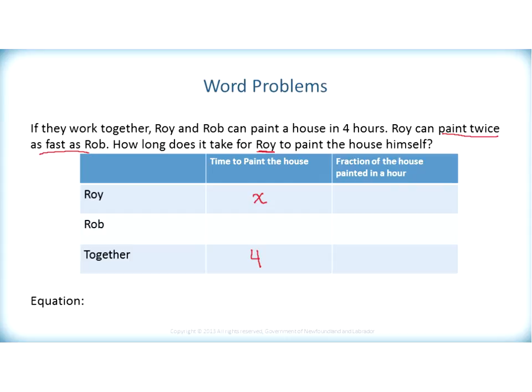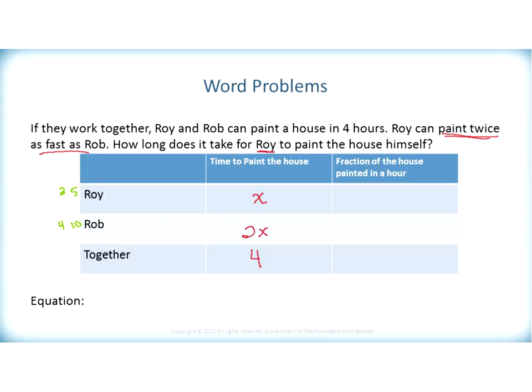Roy paints twice as fast as Rob, so therefore Rob is 2x. For example, if Roy can paint the house in 2 hours, and he's twice as fast as Rob, then Rob will be 4 hours. If Roy paints the house in 5 hours, he's twice as fast as Rob, which would be 10 hours. So therefore we have x and 2x.